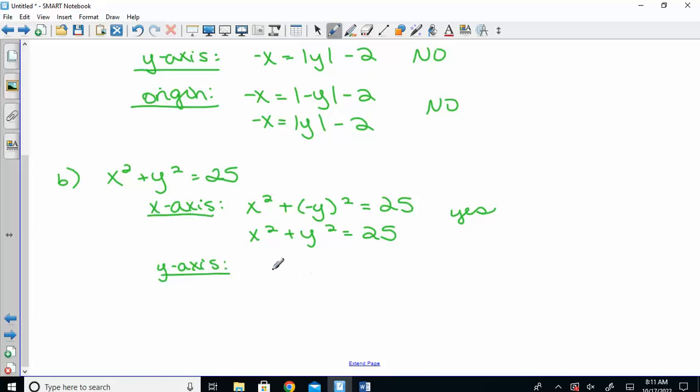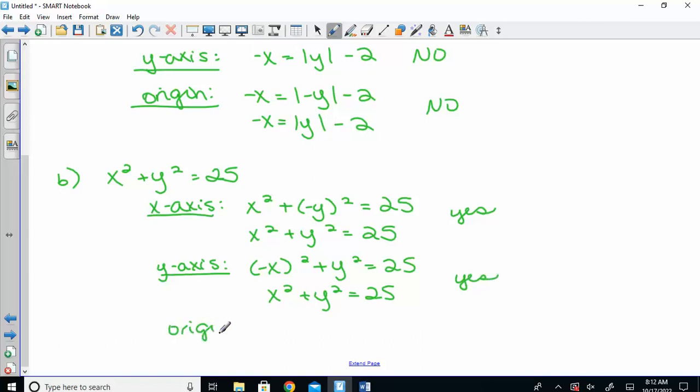How do you check the y-axis? Change the x. Okay, so if we square a negative, that's positive. And that is what we started with, so that one's a yes.